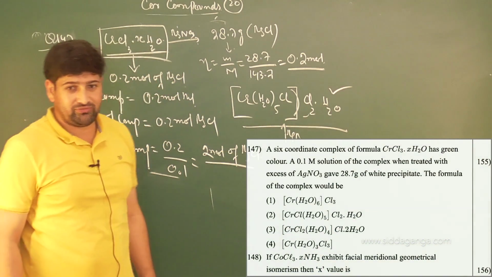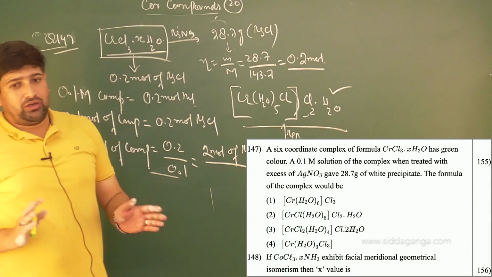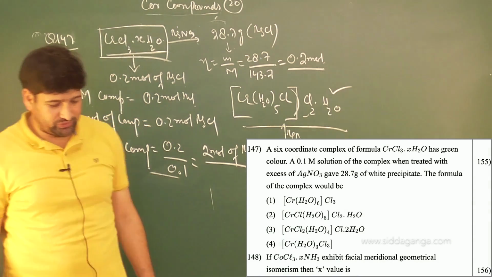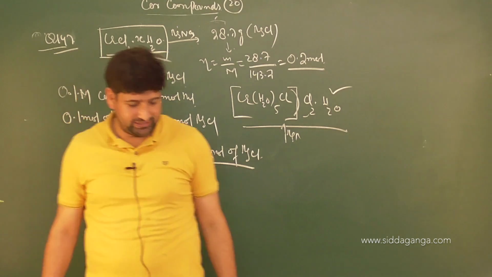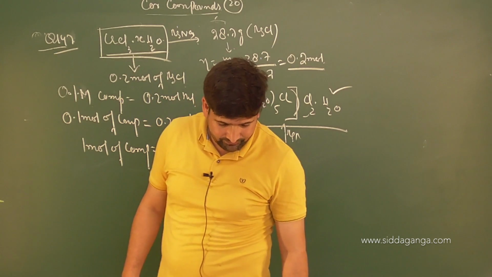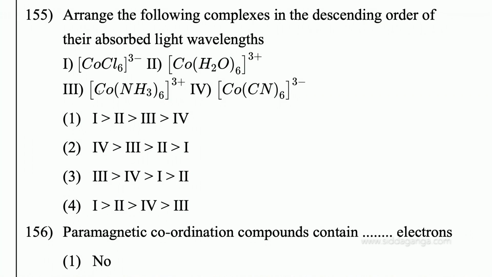So the correct option, children, will be which option? Only how many chlorines outside? 2. So the correct option will be option 2 for this 147th question. Hope you are getting it clearly. Next question, question number 155. The rest of the questions are very easy.